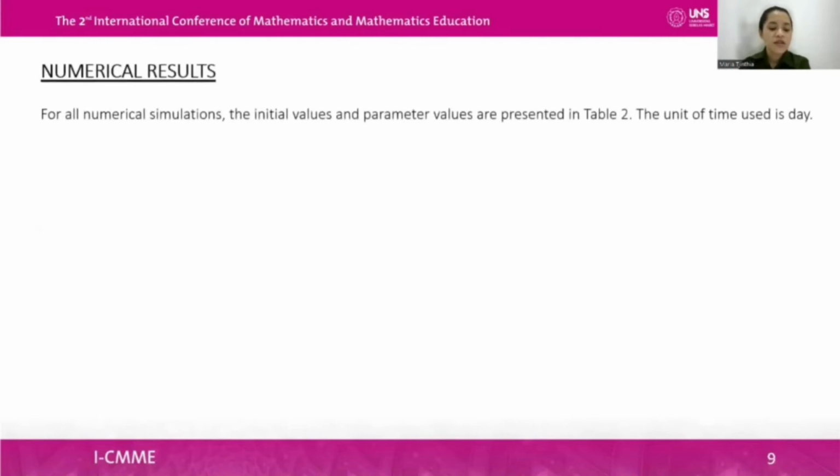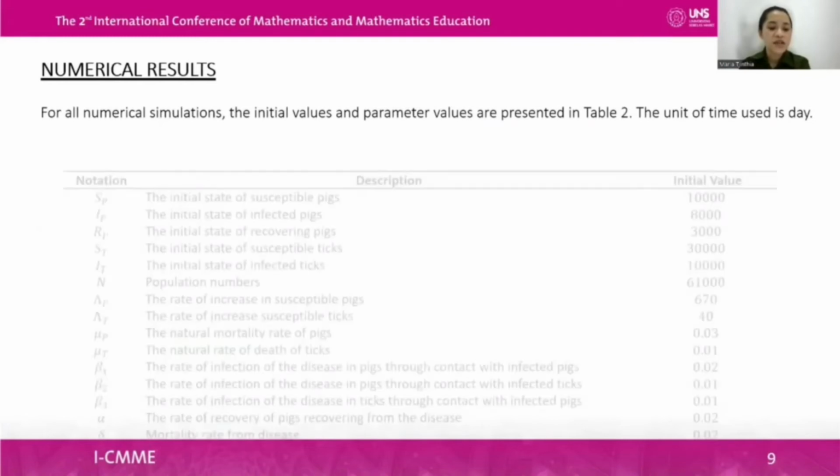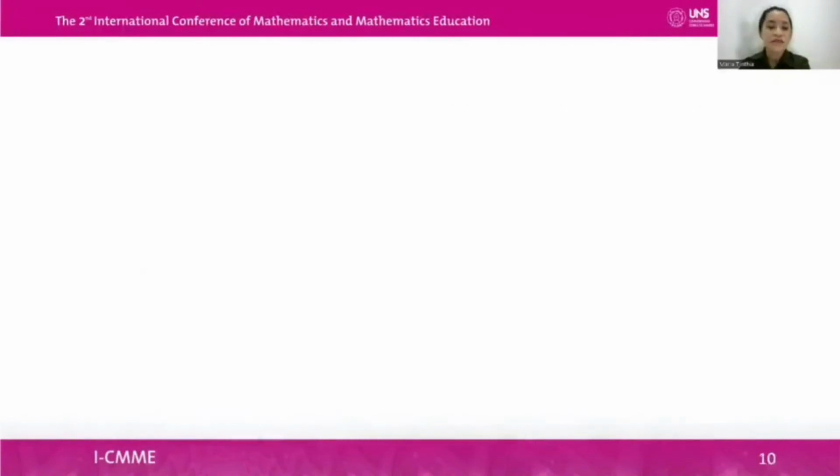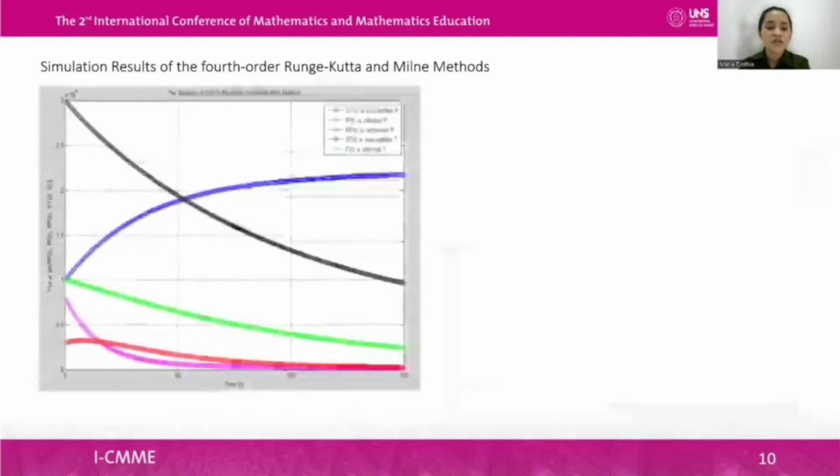Now we go into the third part, which is data analysis. This section contains simulation results based on the numerical solution of the fourth-order Runge-Kutta method and the numerical solution of the Milne method. Numerical programming and simulation are performed using MATLAB software. For all numerical simulations, the initial values and parameter values are presented in Table 2. Simulation results of the fourth-order Runge-Kutta and Milne methods.